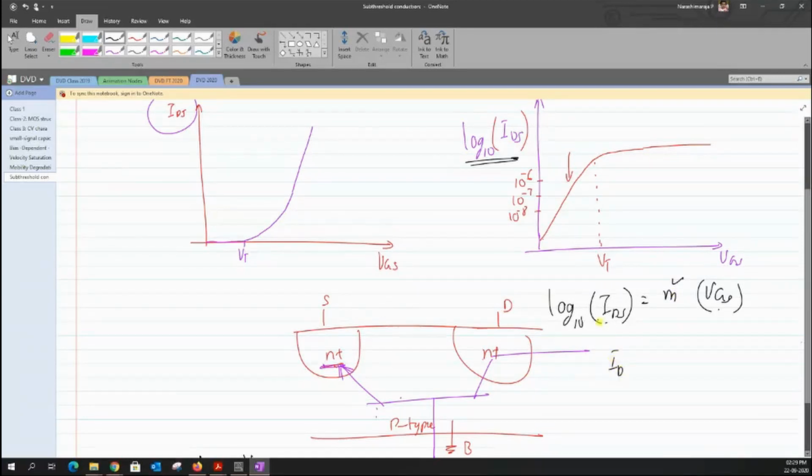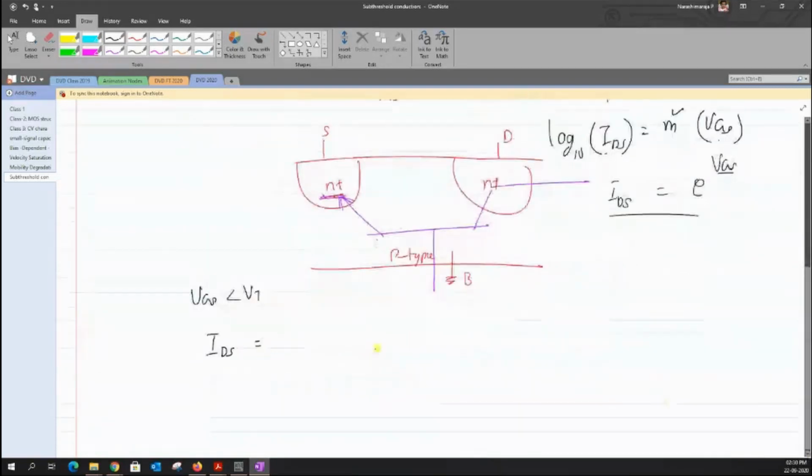Okay, so in order to remove this logarithmic scale, I have to take the anti-log, which is nothing but the exponential on both the sides. When I do this, you would end up having something like an exponential term. So even in our case, the current equation that I'm about to write will also have this kind of exponential relation with respect to the value of VGS.